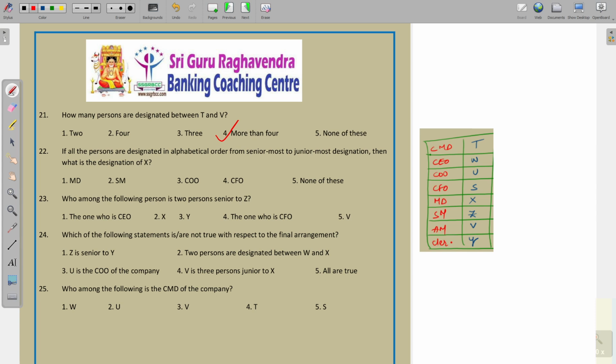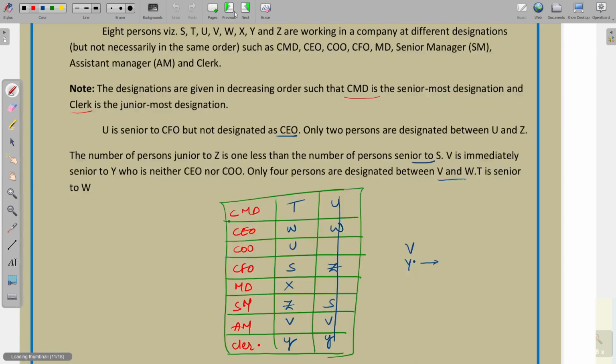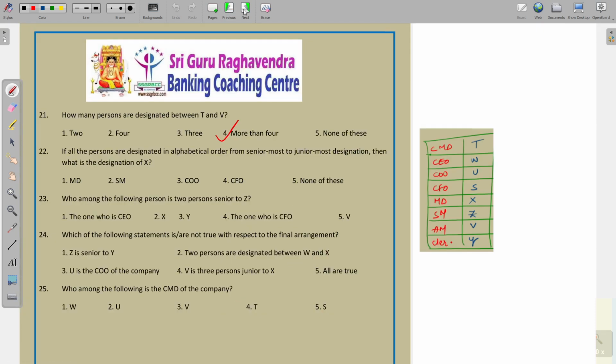All the persons are designated in alphabetical order, senior to junior. What is the position of X? So, starting from economy, S, T, U, V, W and X. So, what is the position of X? That is SM.